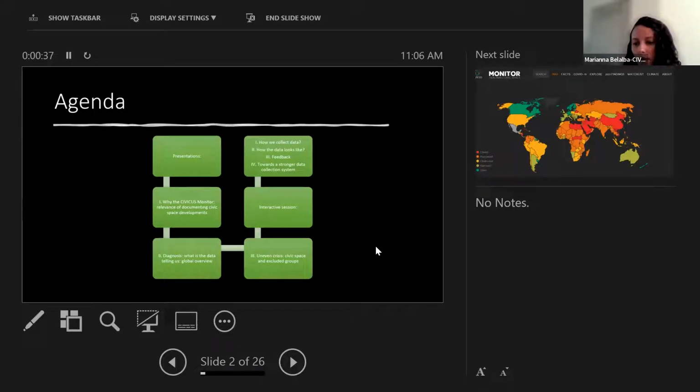So as you can see from the agenda, and I think it's not going to go exactly as planned because I think we have at least 30 minutes less. We divided the session into two main groups.